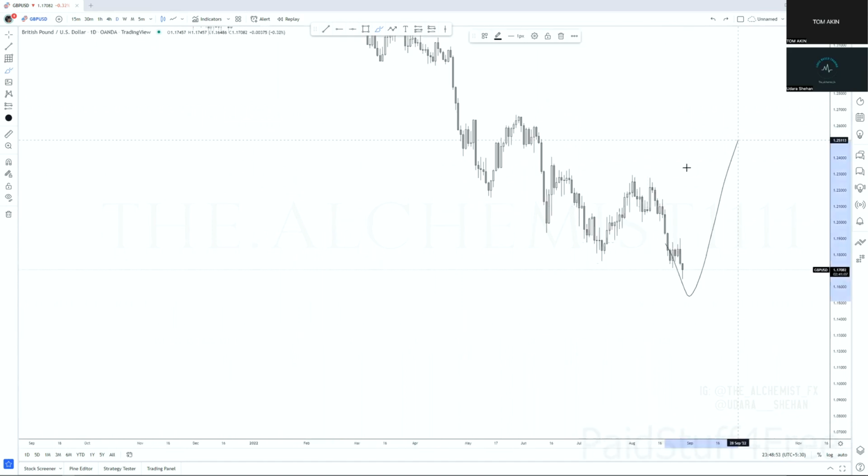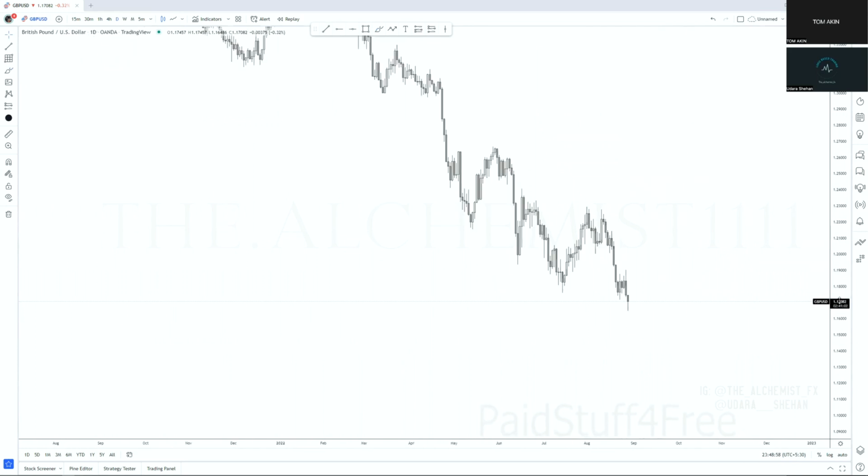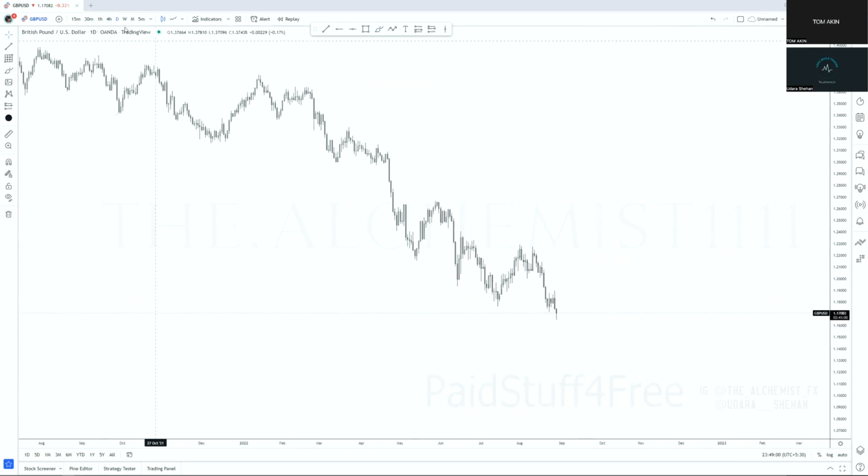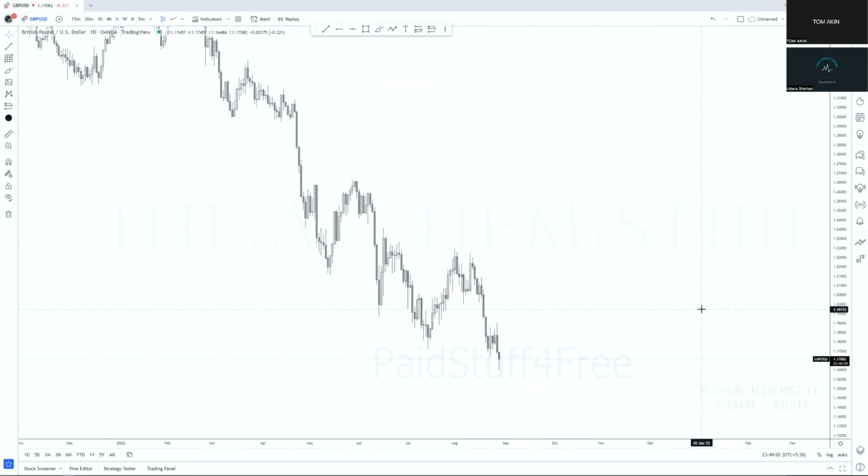Until we get these breaks, we can't buy it. We can't expect long-term buys. Is that clear? Let me know. Is everything clear? That's clear. One more thing.